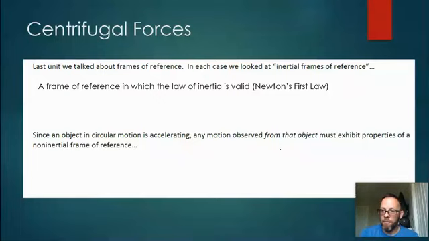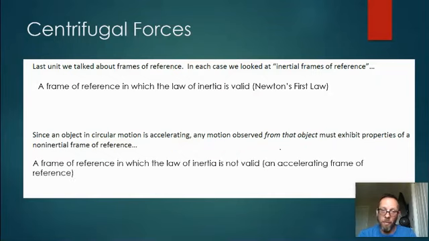For the case of a car driving by at some constant speed in a straight line, or somebody on the roadside looking at it, those were two inertial frames of reference. But when an object is in circular motion, it's accelerating. So any motion observed, if you're in that object, will exhibit properties of a non-inertial frame of reference, a frame of reference in which the law of inertia is not valid. Hopefully we'll clarify that with an example.